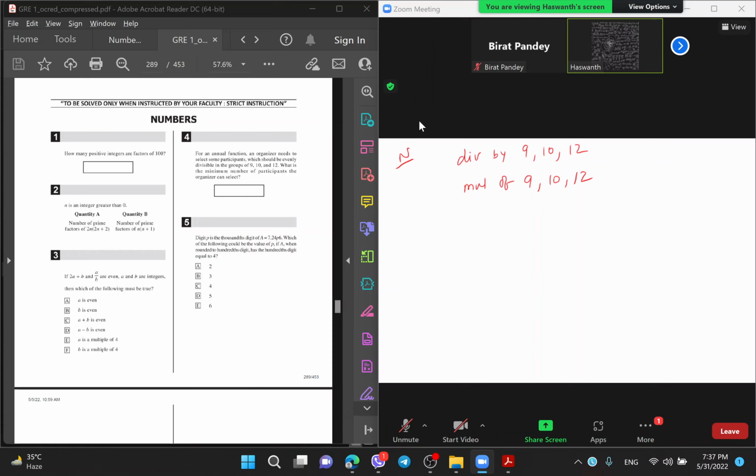Now, he is asking the minimum number. The least number which is a multiple of 9, 10, and 12 is given by the LCM of 9, 10, and 12. Minimum value. The least number or the minimum value which is a multiple of 9, 10, and 12 is nothing but the LCM of 9, 10, and 12. So 9 can be written as 3 square, 10 can be written as 2 into 5, 12 can be written as 4 into 3. Now to find this least common multiple, take the prime number involved and raise it to the highest power present.